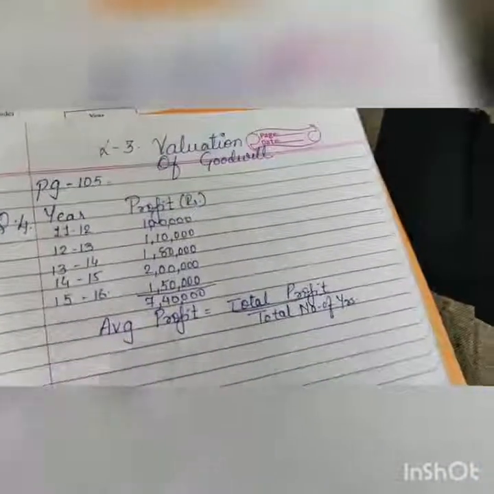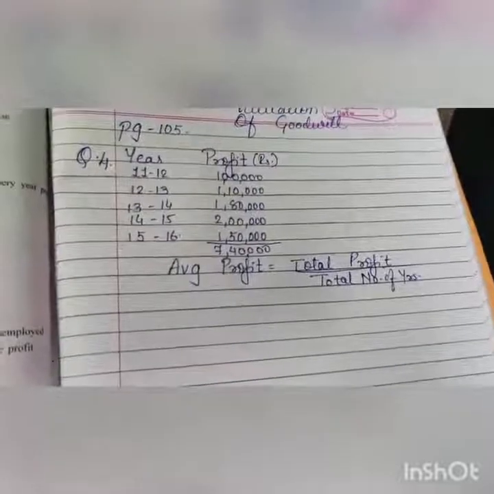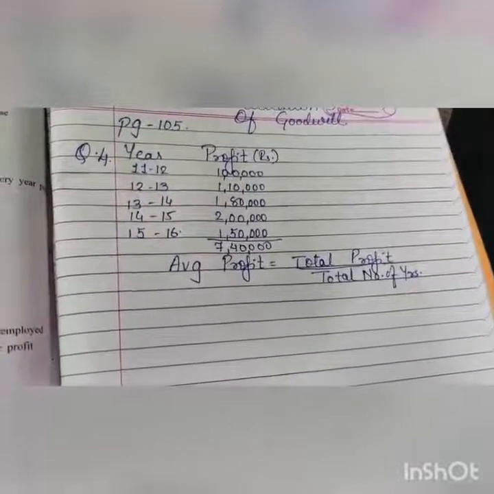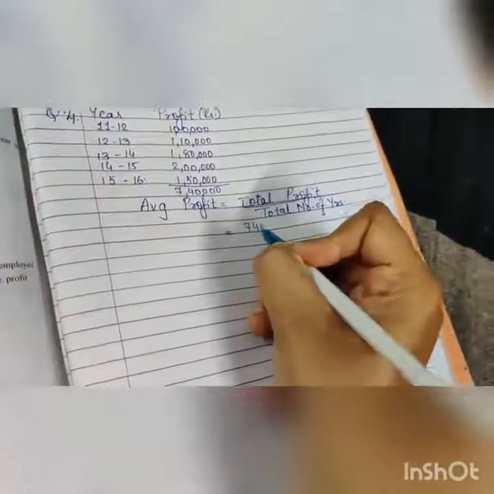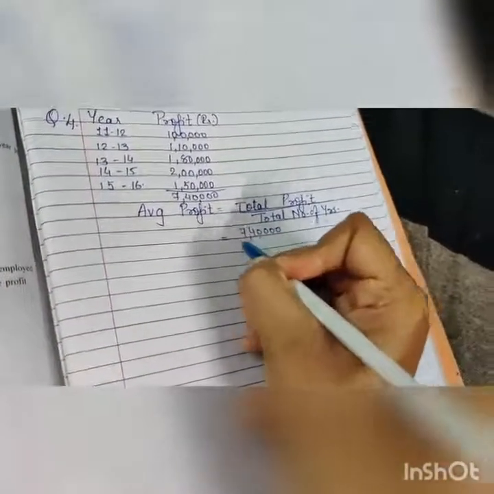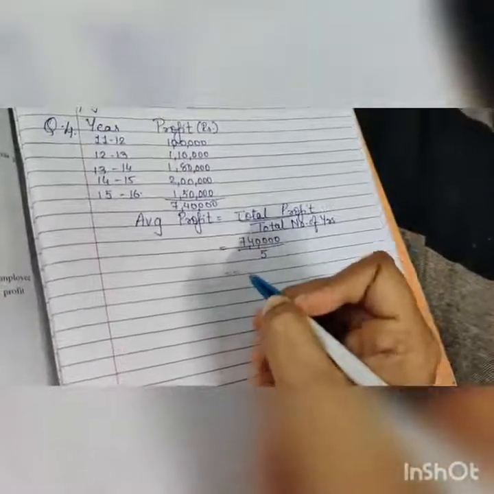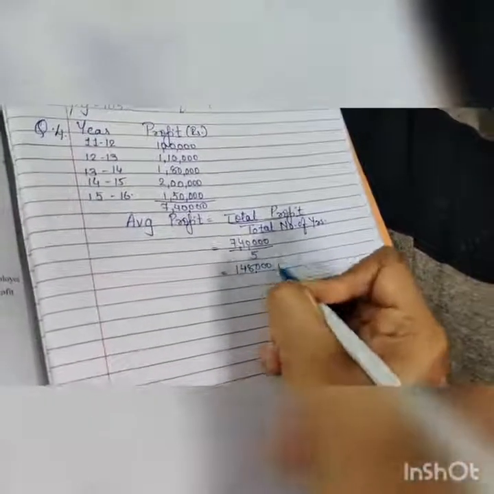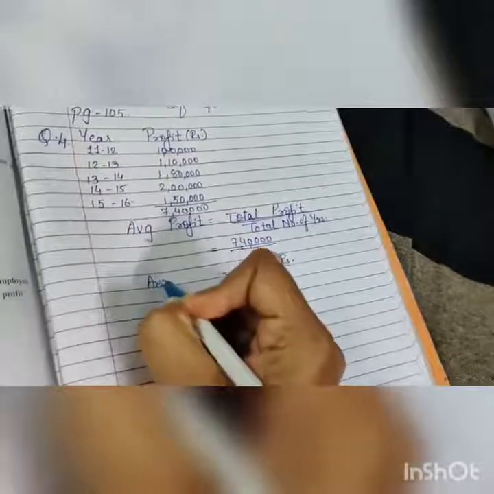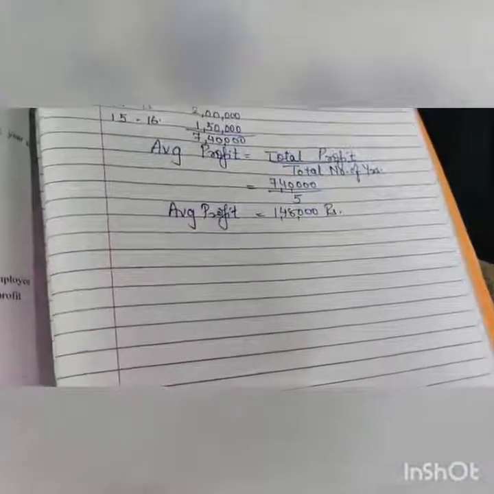Okay, now what you are supposed to do, so average profit is equal to total profit upon total number of years. So see, now what do we get, total profit? So the total profit is 7,40,000 divided by the total number of years, so it comes to 5. When you divide this, the answer comes to 1,48,000 rupees. Okay, so this is your average profit. Clear? Now what you want to find out, they have told you to find out the amount of goodwill.